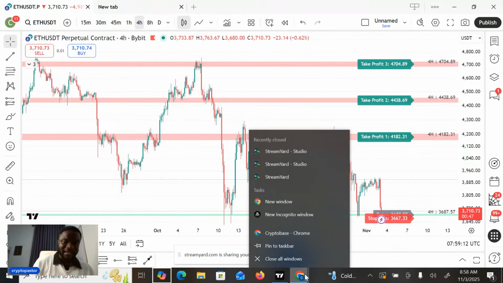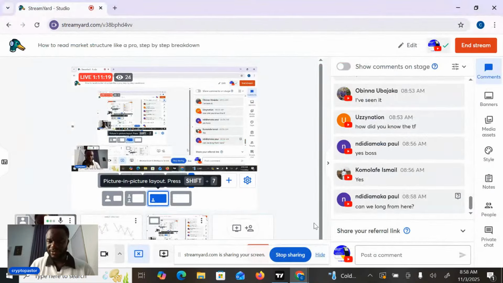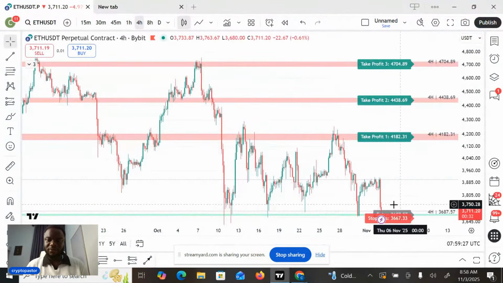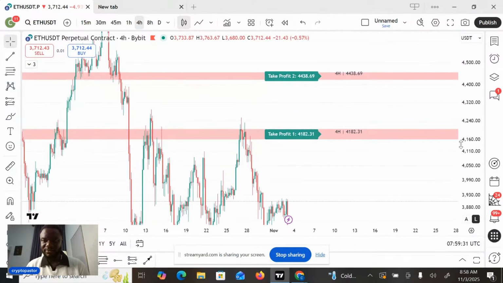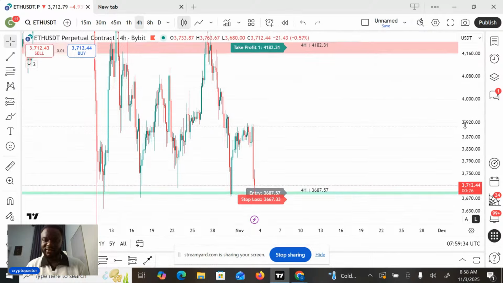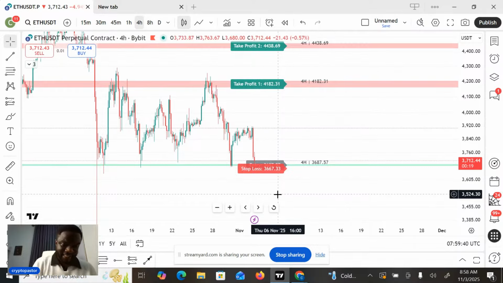So if you can read structure right now, you can trade any market. Zomaster is your structure assistant. To be honest, you can long from this Zomaster position here at 3687. You can long from here, but don't use this stop loss. It is too tight, like a 3% or 4% stop loss. You can long Ethereum from here.